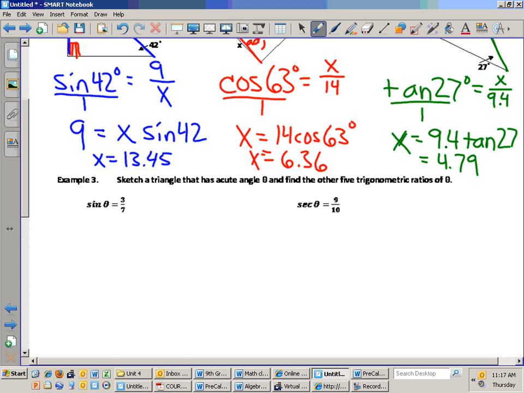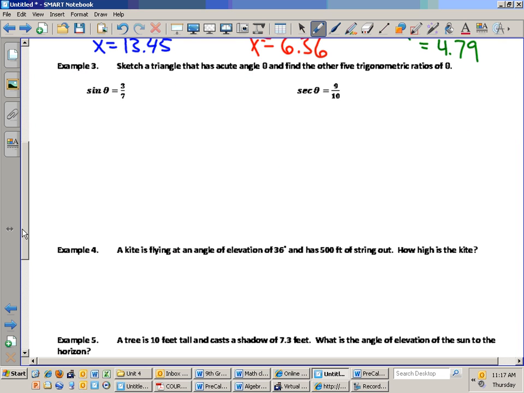Any questions on those three problems? Okay. If you guys understand that so far, then you should be good to go all the way. Let's finish off these last pieces here.